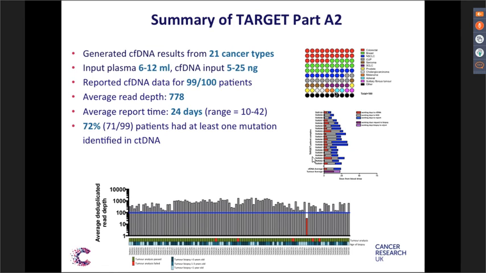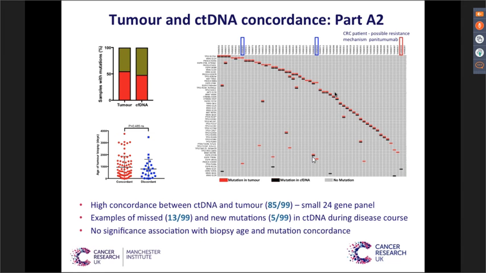From the patients, about 75% had at least one point mutation. If you look at concordance between the tumor and the ctDNA, again, this was up at 85%. Again, this is limited to the 24 gene panel because that's all that's measured in the ISO accredited NHS lab, but the majority of mutations are concordant.